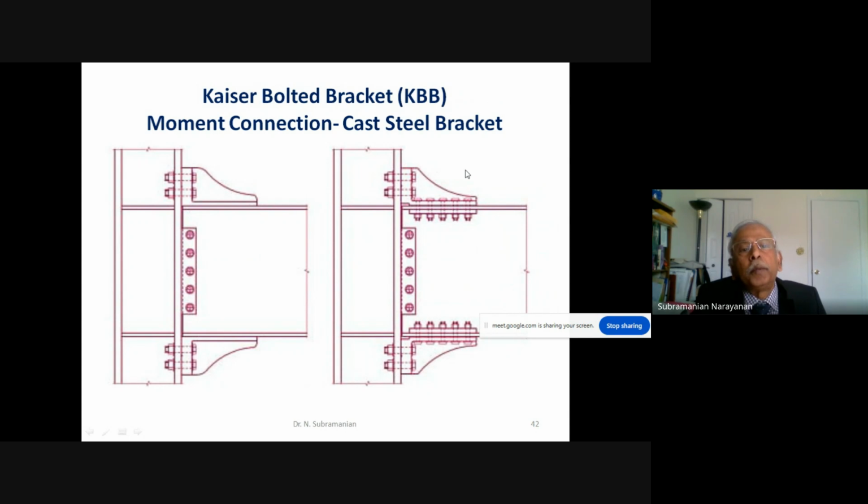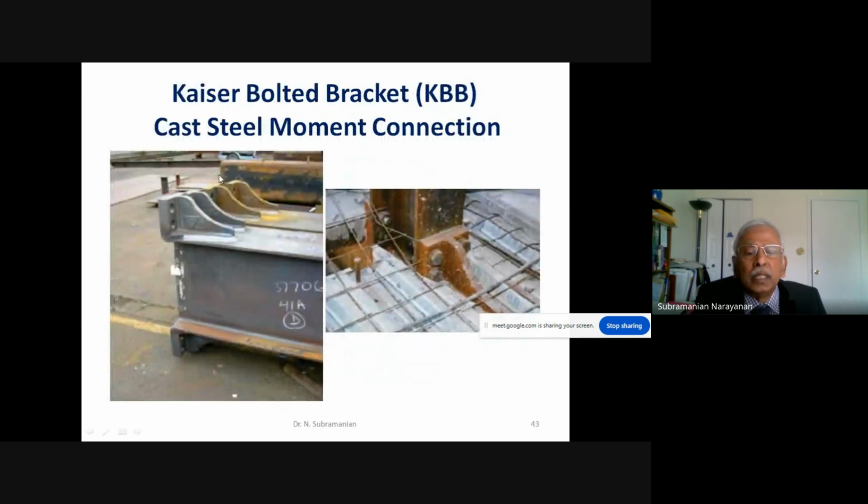There is also an important and interesting connection. It is called the Kaiser bolted bracket moment connection. This consists of a cast steel bracket, which is not mild steel, but a cast steel bracket, which moves the plastic hinge location from the joint to this location. So this shows the actual joint, and this shows the structure in which it is placed.